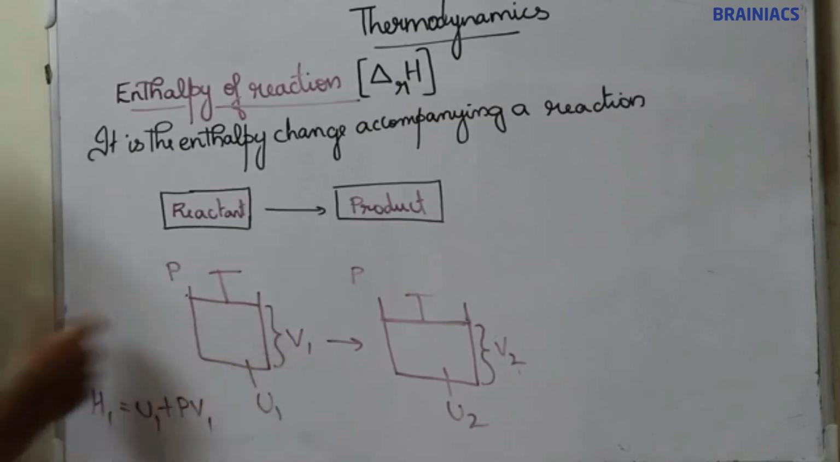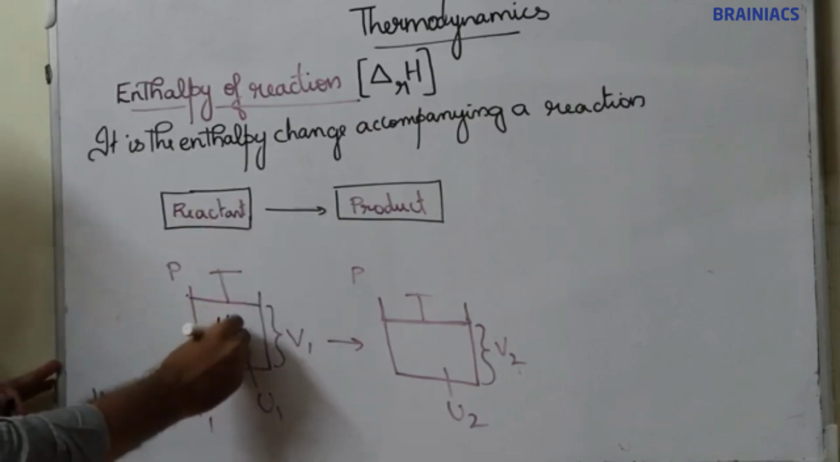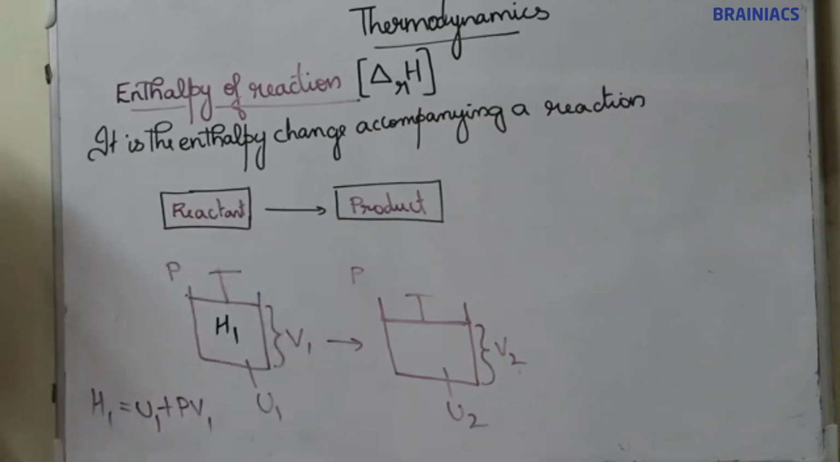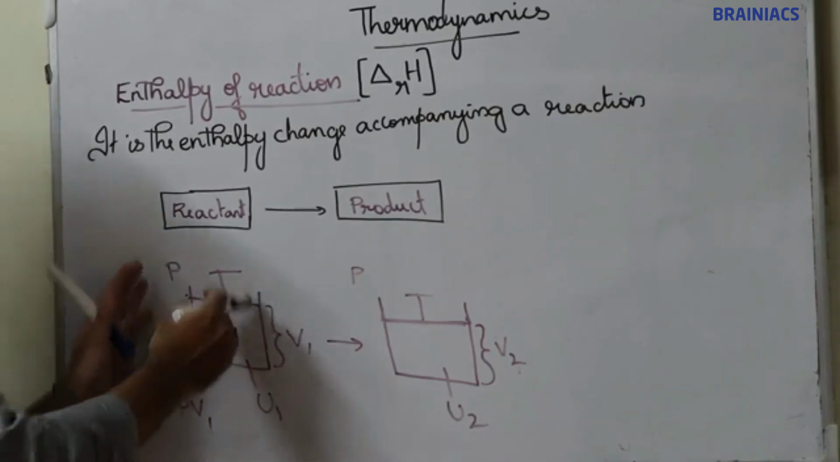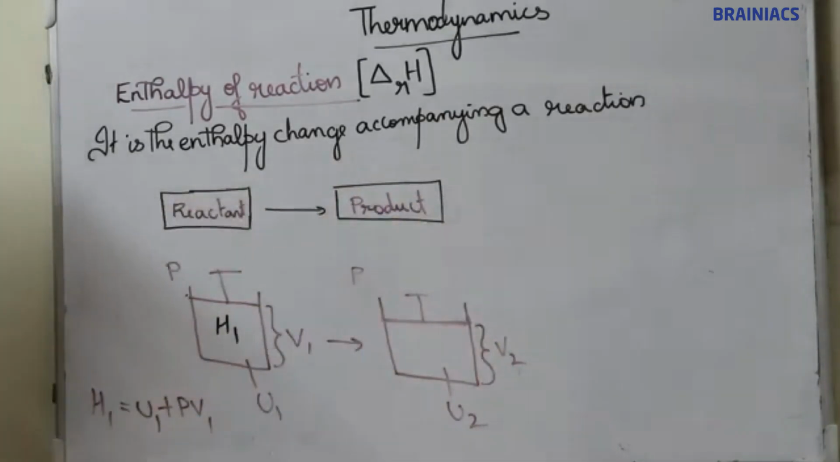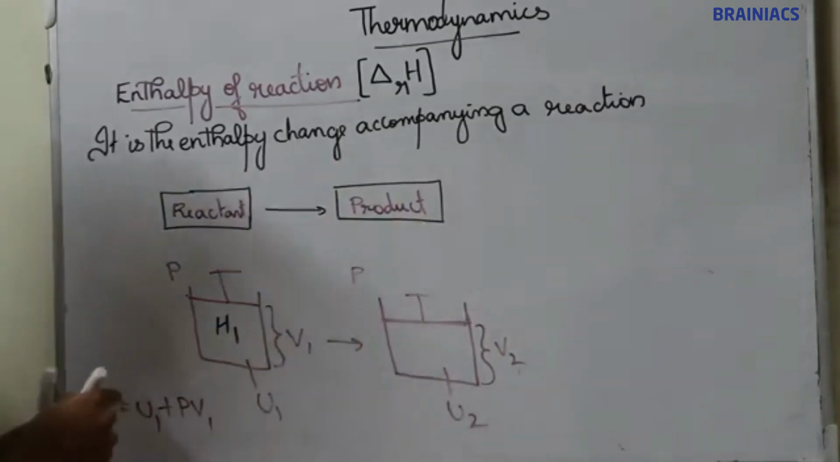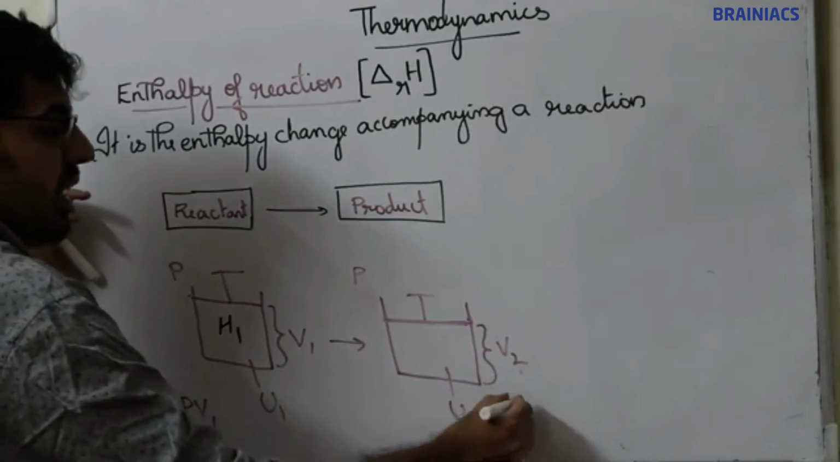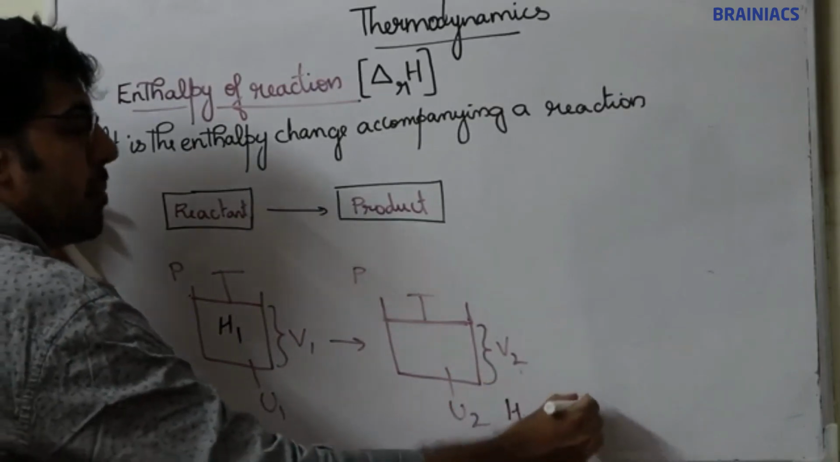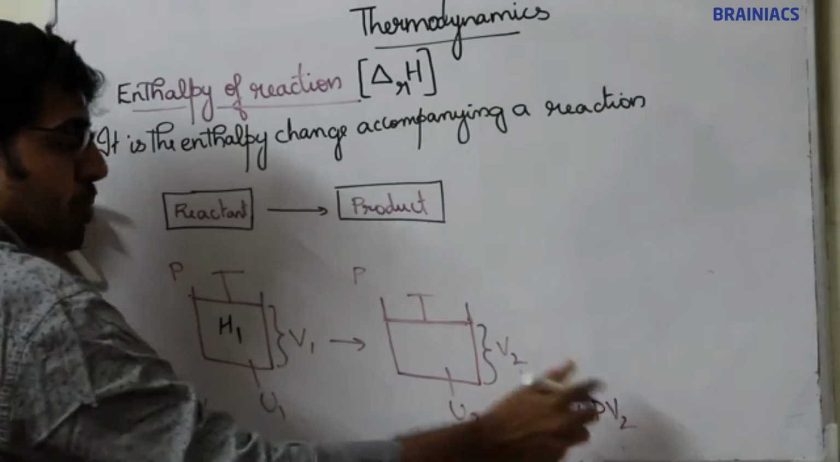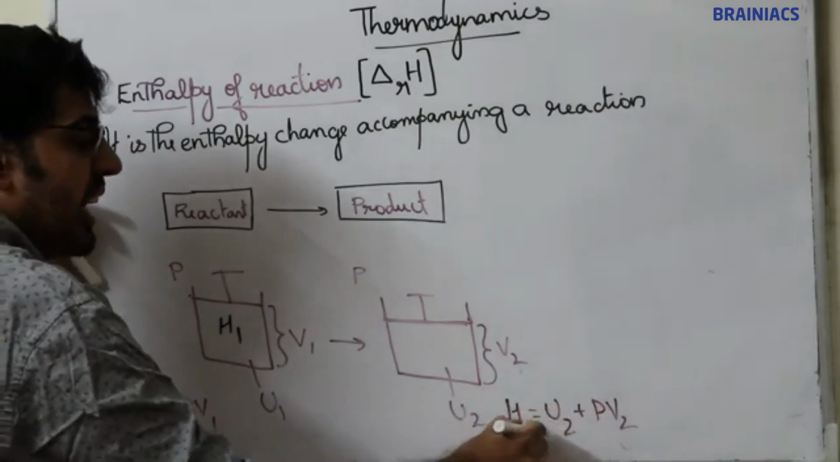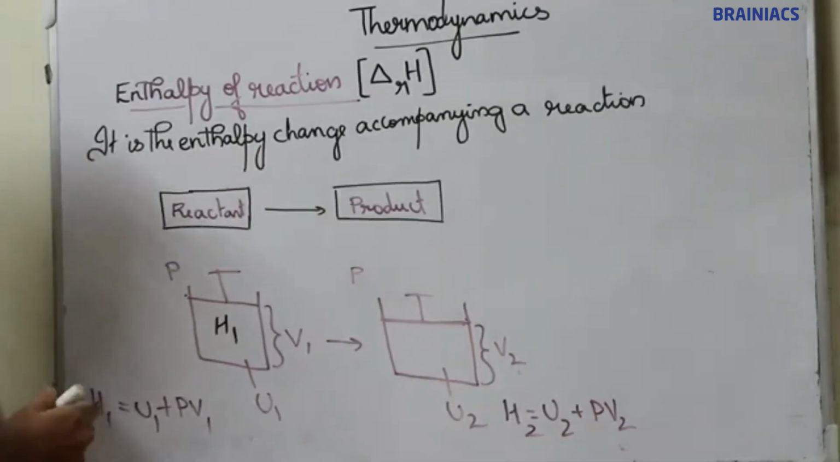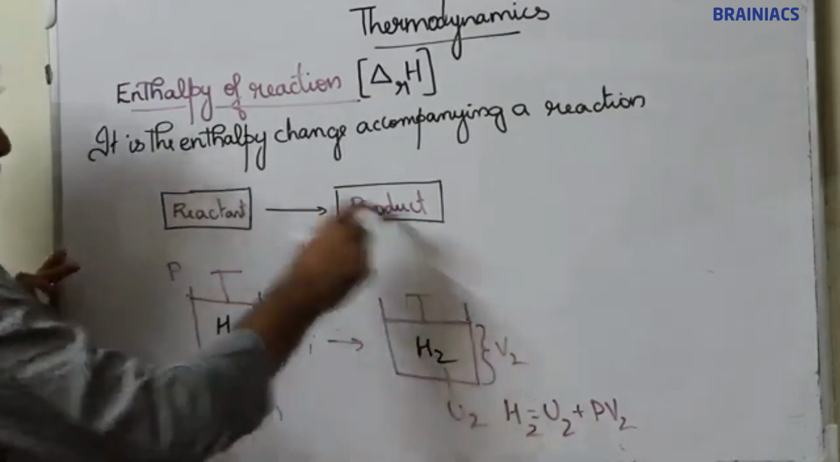Let the enthalpy of the reactant be H1. This is the reactant. Now, this reactant is undergoing a change and is converted to product. Let the internal energy of the product be U2 and the volume be V2. So, U2 plus PV2, internal energy plus pressure volume energy, is H2. Let H2 be the enthalpy of the product.